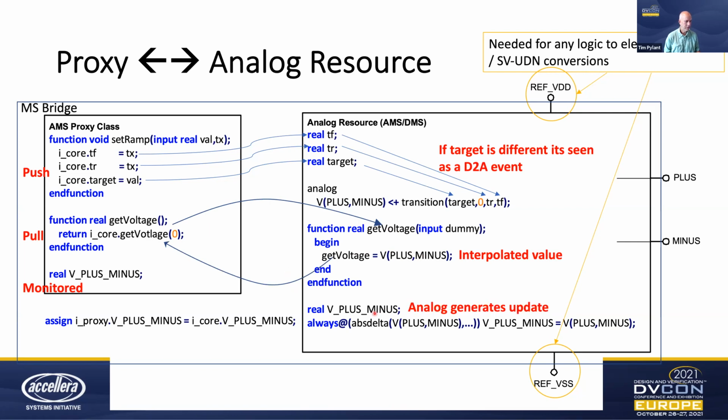And then finally, there's a monitored value in this class. So we have a continuously monitored value here for V plus minus, that every time there's an abs delta change between plus and minus, this value will be updated, and that will go over and be assigned back to the iProxy plus minus, which is inside the proxy class. And so now the UVC can communicate through that proxy class to monitor that value as well.